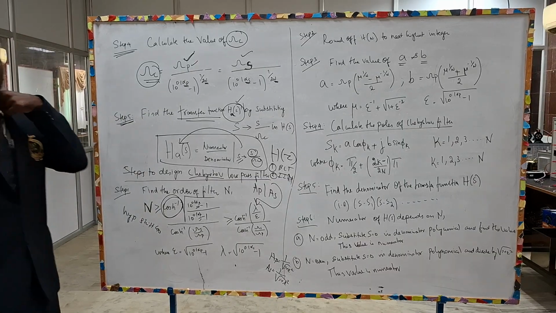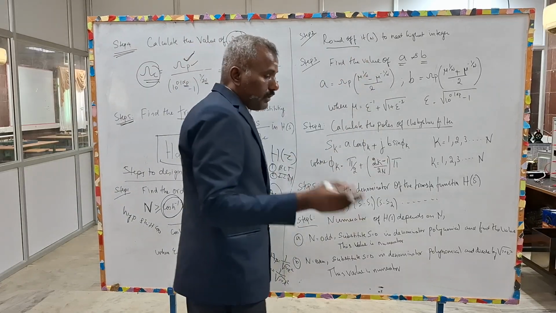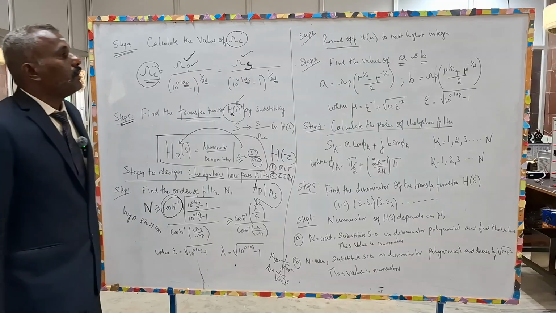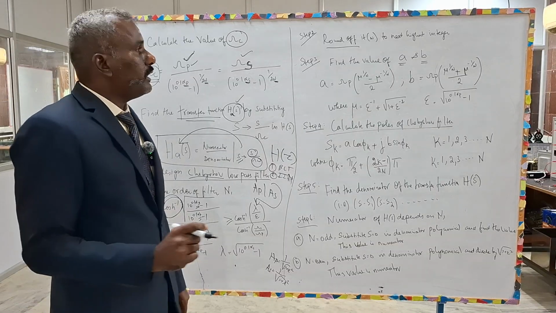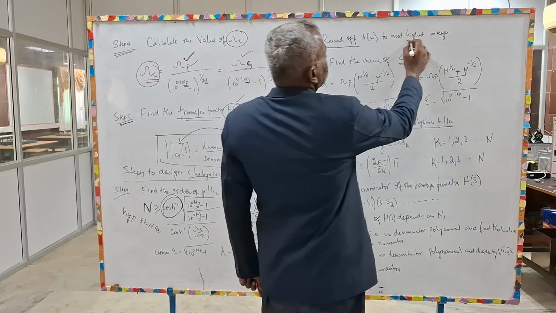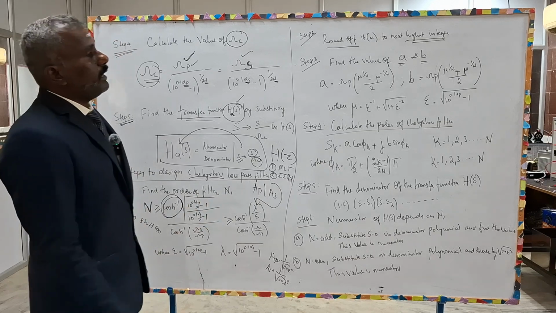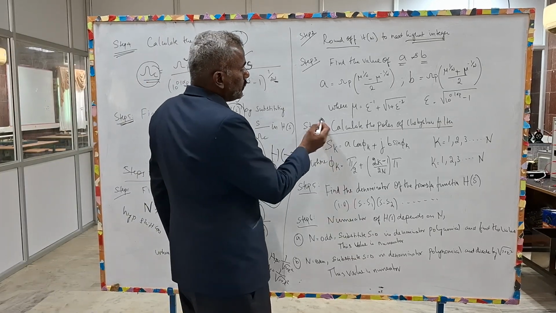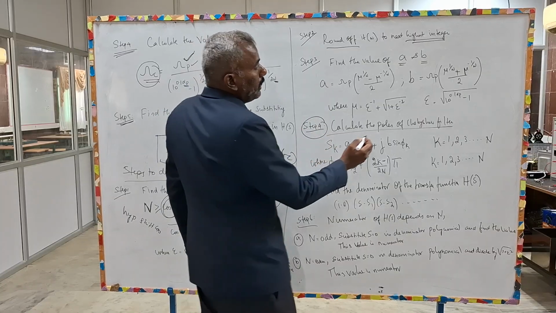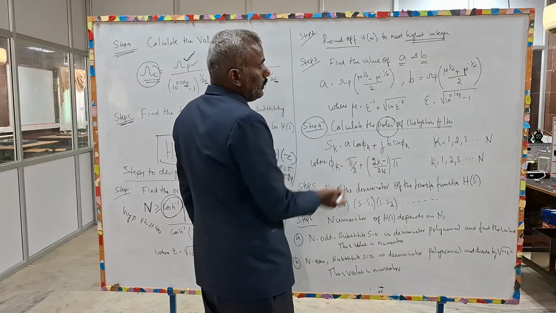Then step number 2: here also we need to round off the order of the filter N to the next highest integer, as in the previous Butterworth filter design problem. Step number 3: here we need to find the constants A and B. We need them because in step number 4 we determine the poles of the Chebyshev filter transfer function.